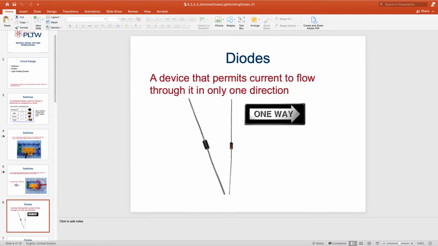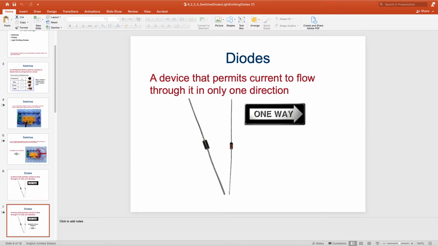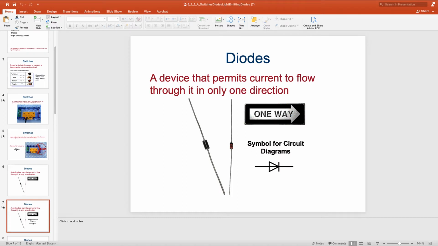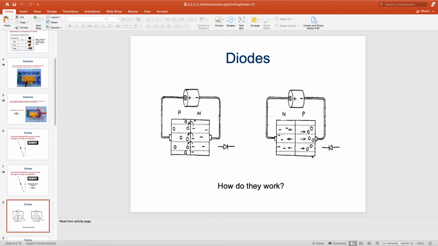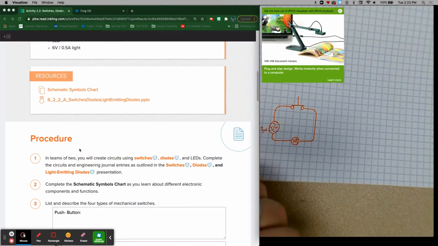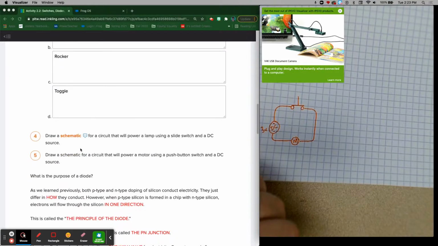So now let's talk about diodes. A diode is a device that permits current to flow through it in only one direction. The symbol for a circuit diagram is this right here. Now, diodes work with a procedure called doping, and it has to do with where charges are located. The other place that you can get more information on that is back here, the purpose of the diode.